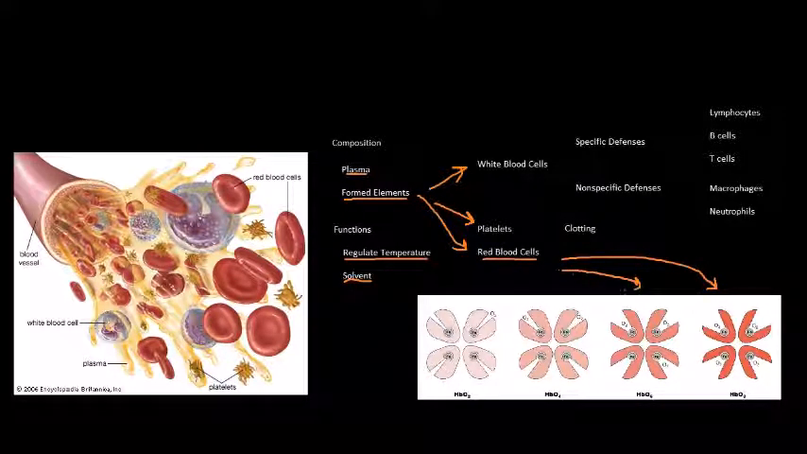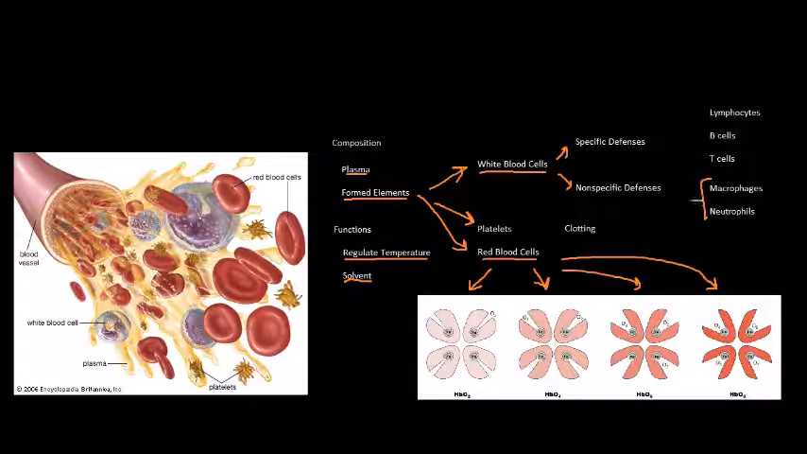However, it is important to note that each red blood cell does not necessarily have to release all 4 oxygen molecules as it passes through the systemic circuit. The white blood cells defend the body against pathogens with non-specific defenses such as macrophages and neutrophils, and specific defenses such as lymphocytes, B cells, and T cells. Platelets in the blood allow for clotting to occur. As you can see, the various components of blood all contribute to the many functions of blood.